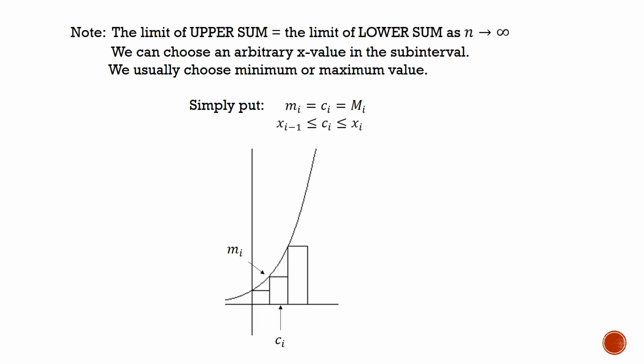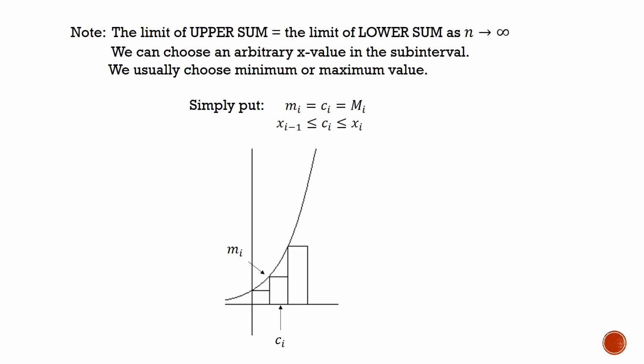Okay, so this is a good way to sum up what we just spoke about. The limit of the upper sum is equal to the limit of the lower sum as n approaches infinity. So if we increase the number of rectangles, eventually the limit of the upper will equal the limit of the lower. Now we can choose an arbitrary x value in that subinterval. Usually we choose either the minimum or the maximum value. In other words, we choose either small m sub i or capital M sub i to find the limit, or to approximate the area underneath the curve using the limit process.